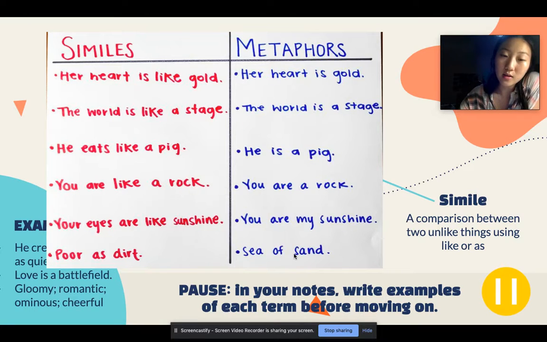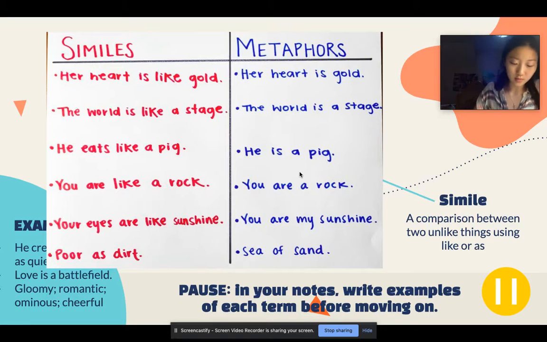And then sea of sand, if you say his thoughts are a sea of sand, or his thoughts were a sea of sand, that's a metaphor, okay? But if you said her thoughts were like a sea of sand, then it becomes a simile because you're using the word like, okay?